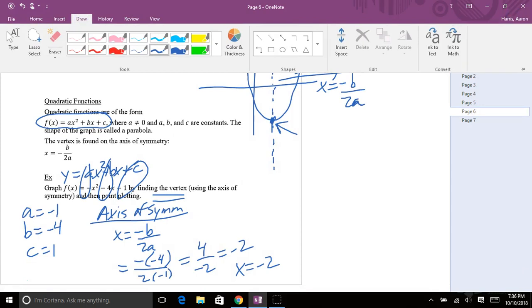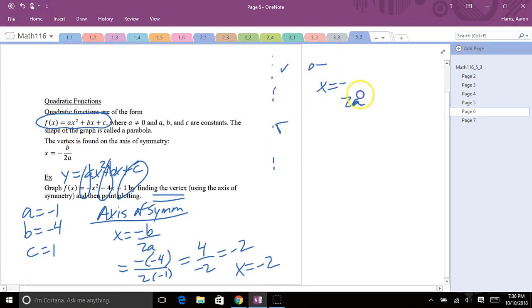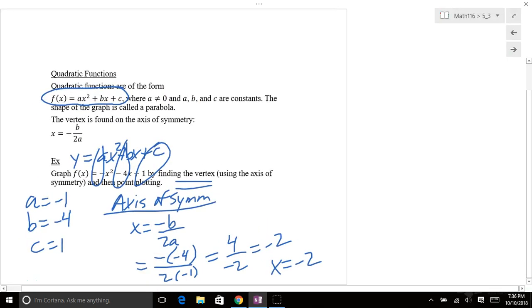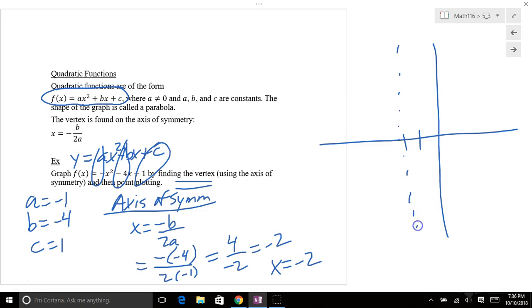Let me erase this for just a minute. Okay, so that's the middle of the parabola. X equals negative 2. So I'm going to draw this. There's that vertical line, x equals negative 2. Now when you point plot, you want to have that be your starting point, and then you want to pick points to the left of it, like negative 3 and negative 4, and then pick points to the right of negative 2, like negative 1 and 0. And then you just plug those in one by one.